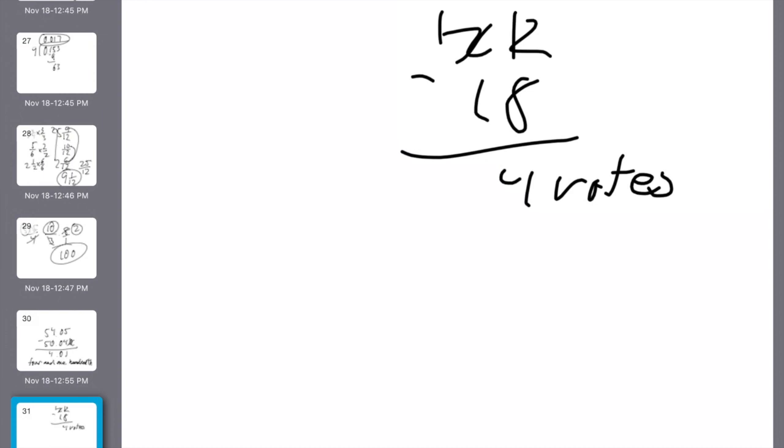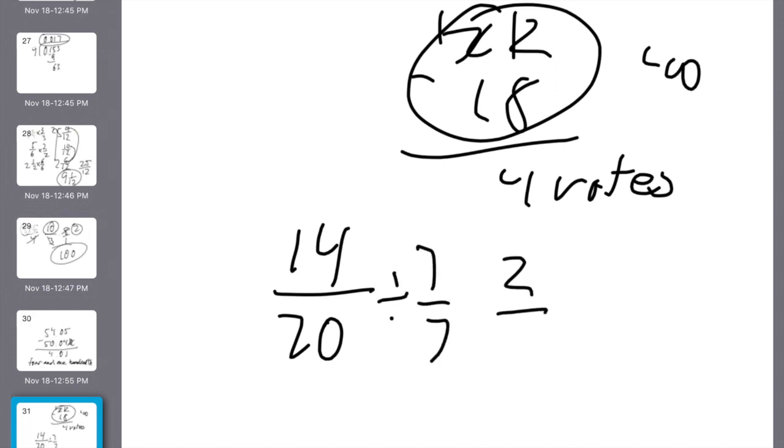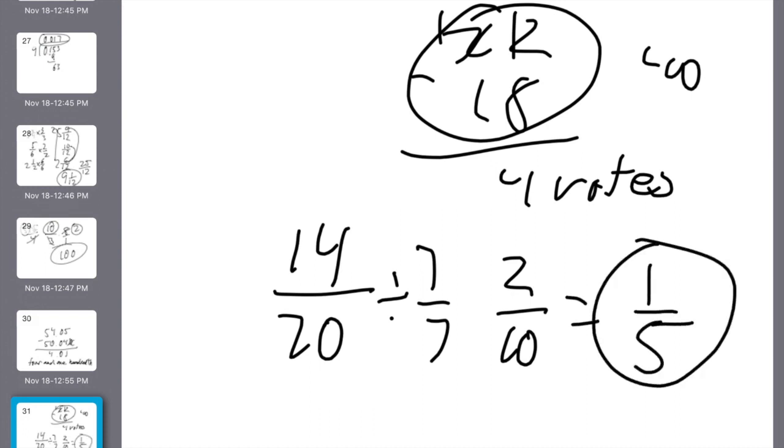What fraction of the votes did Carlos receive? Well, Carlos received 5, 10, 14 votes. I got to figure out how many there are total. So Judy had 16. Carlos had 14. That's 30. Right here, I have 22 and 18. I added those together, and that's 40. 40 plus 30 is 70. Okay, I'm going to divide by 7 here, and that gives me a 2 and a 10, and divide by 2. Carlos received 1/5 of the votes.